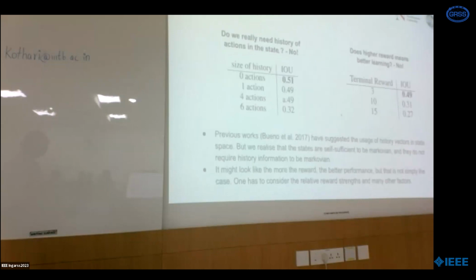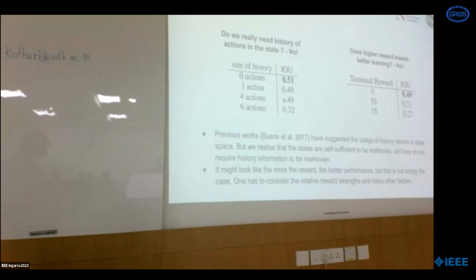Do we really need history of actions in the state? Well, when we did our ablation study, we found that not appending any actions actually improved the IOU. This was quite counterintuitive, but we realized that the states are self-sufficient to be Markovian and do not require history information to be Markovian.